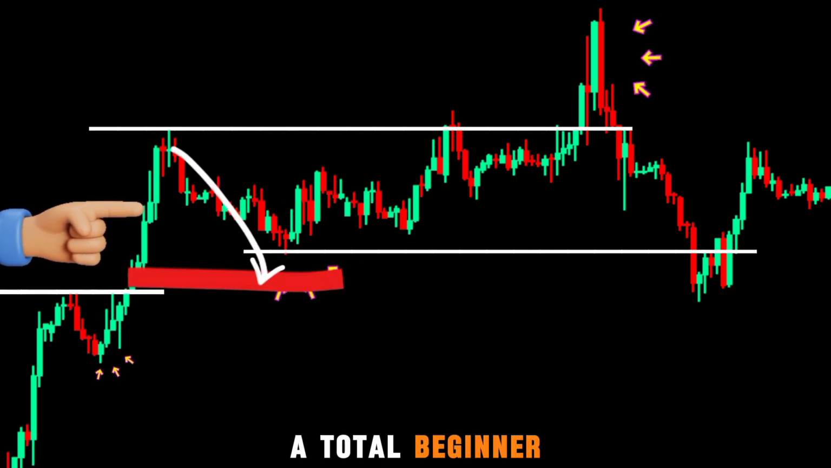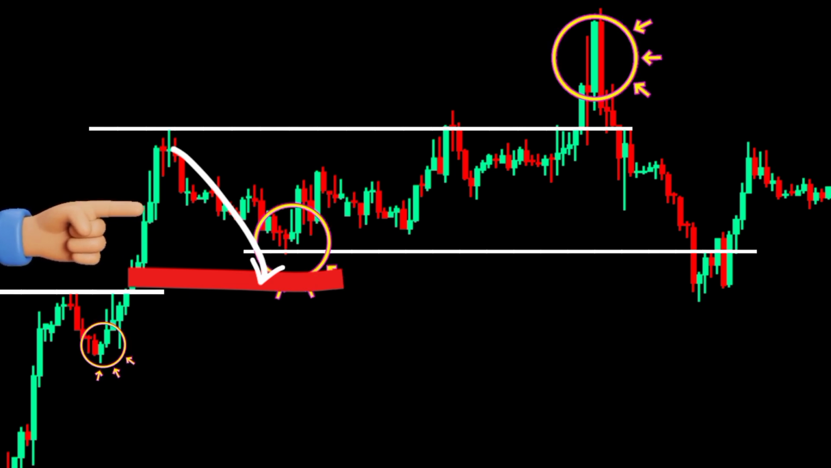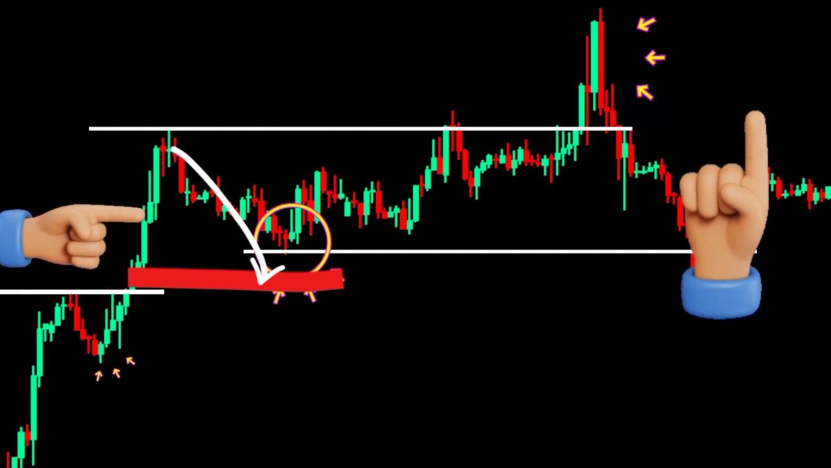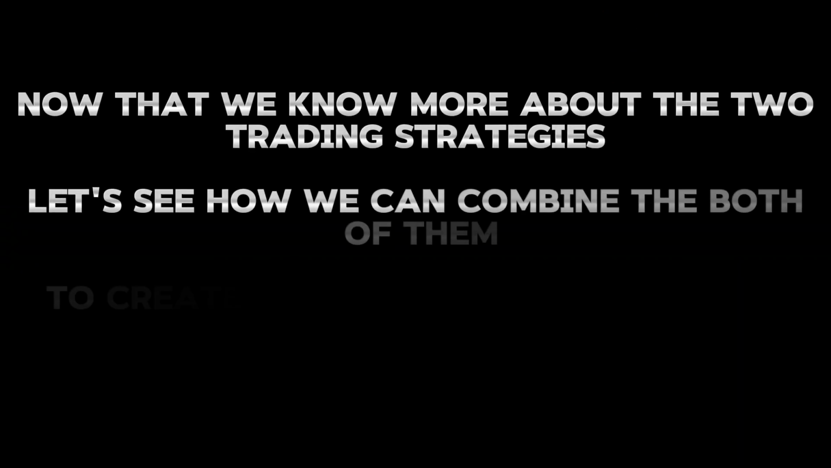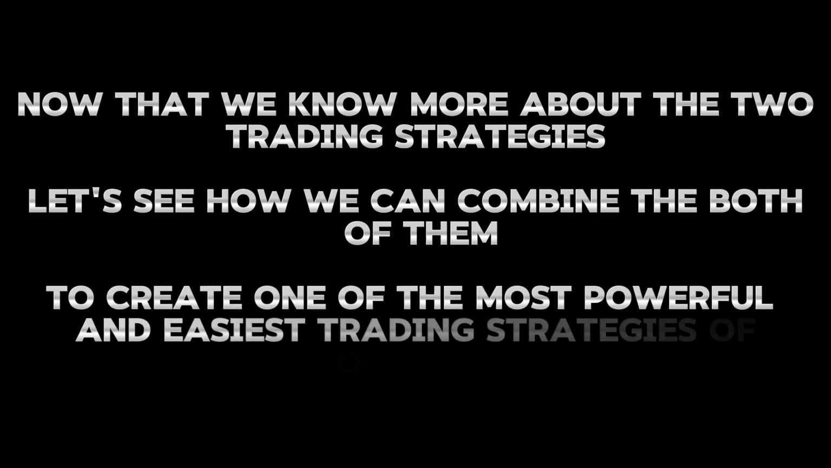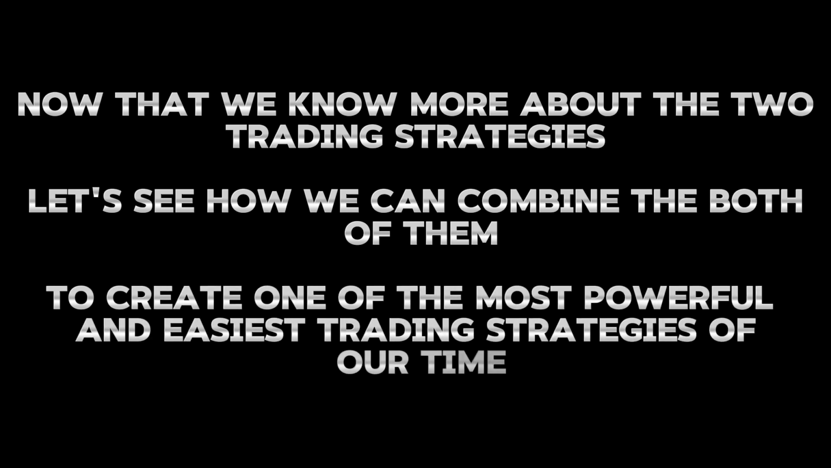If you are a total beginner to order block trading, do check out our full course on order block trading here. Alright, now that we know more about the two trading strategies, let's see how we can combine both of them to create one of the most powerful and easiest trading strategies of our time.